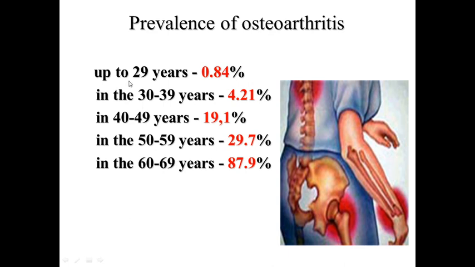The prevalence of osteoarthritis increases. The older the age, the greater the prevalence of osteoarthritis. You see, up to 20 years old, osteoarthritis occurs in less than 1% of the population, and after 50 years old, about one third of the population suffers from osteoarthritis and arthrosis syndrome. At an age of more than 60, about 90% can suffer from arthrosis.